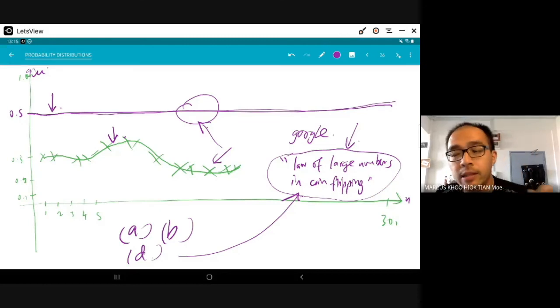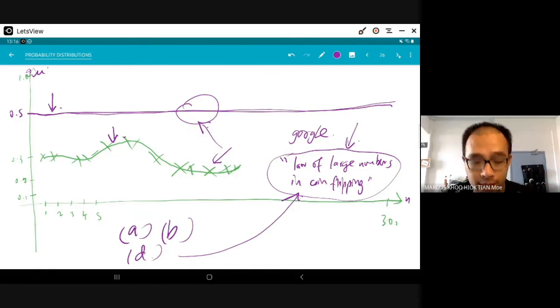Actually, your textbook also has the answer. Your textbook also has the answer, but I also want you to go and search. The textbook doesn't have the answer for the graph, but the textbook has the answers for question D. You can also refer to that if you want.